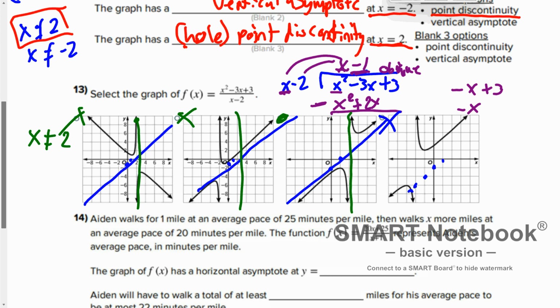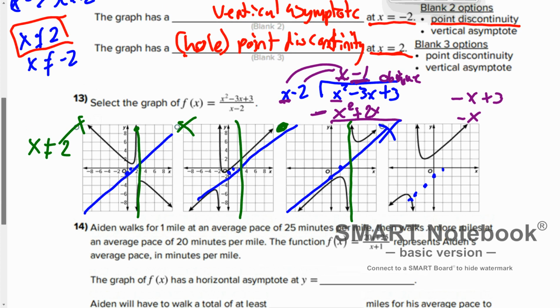Okay. So find those vertical asymptotes. Look for the horizontal. If not horizontal, you have to do long division. You can stop right there. So I don't even need to finish this over here doing long division. Once I have that linear equation on top, I'm good.